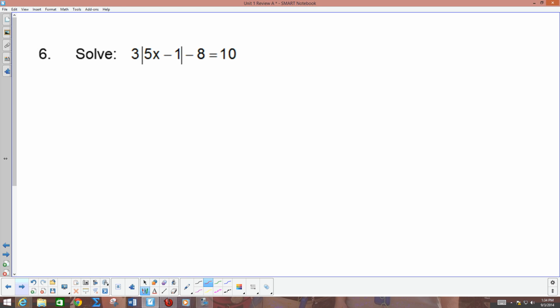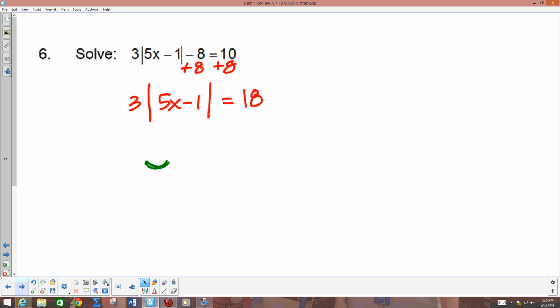Okay, this one though is equal to a positive 10. So we got to start peeling stuff away. I'm going to add 8 and add 8. So I have 3 times the absolute value of 5x minus 1 is equal to 18. So then remember that the 3 and the absolute value sign right here, they're right next to each other. And when they're right next to each other like that, that means that they're being multiplied. I want to undo multiplication, so I'm going to divide. Absolute value of 5x minus 1 is equal to 6.